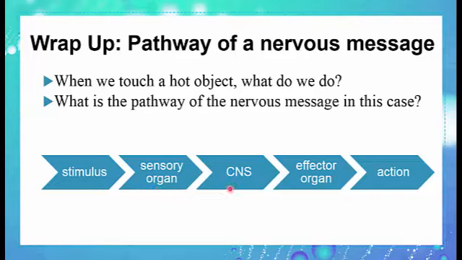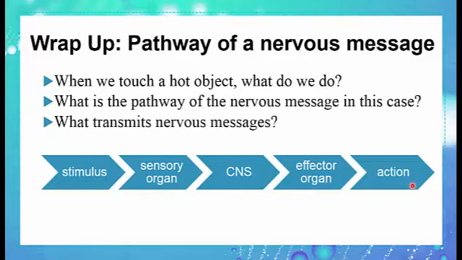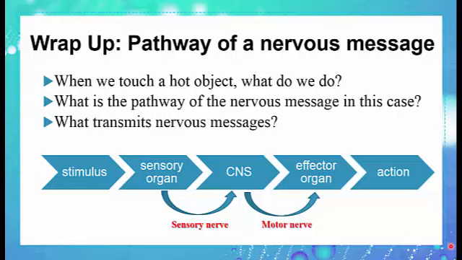The central nervous system is the brain or the spinal cord. The effector organ is the muscles of the hand, because we have to remove the hand directly, which is the action. What transmits the nervous messages? From the sensory organ to the central nervous system is the sensory nerve. From the central nervous system to the effector organ is the motor nerve. So we have a message transmitted to the central nervous system and another one from the central nervous system.